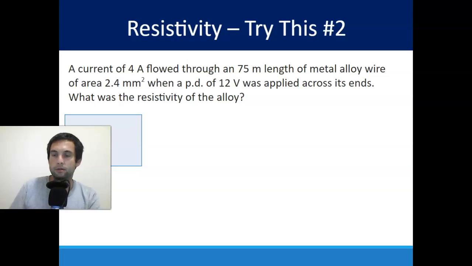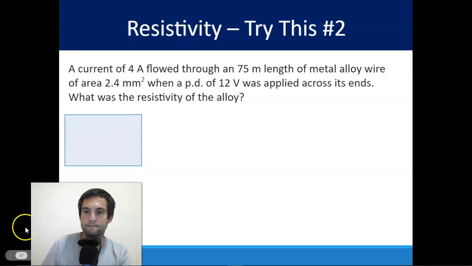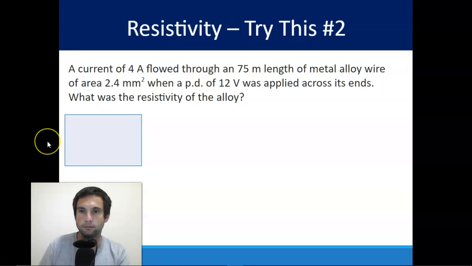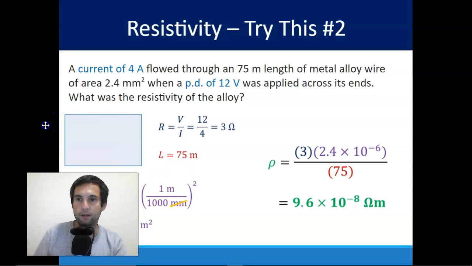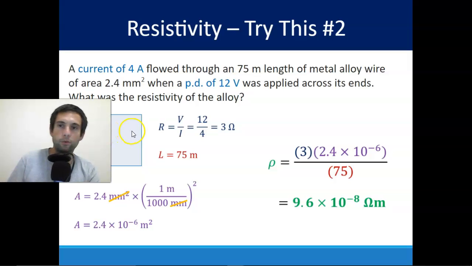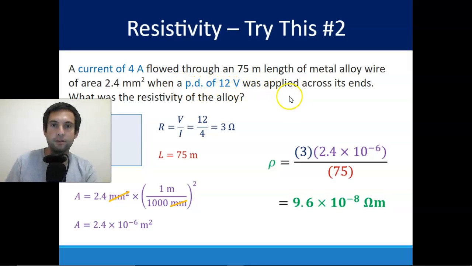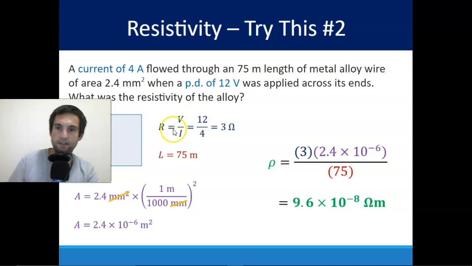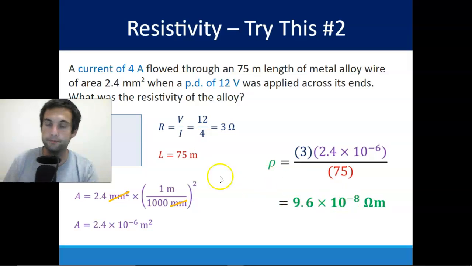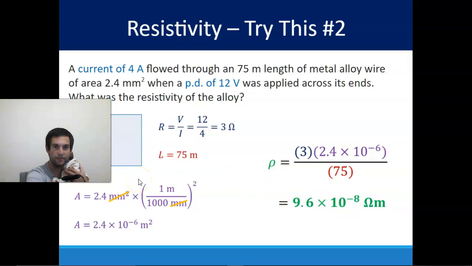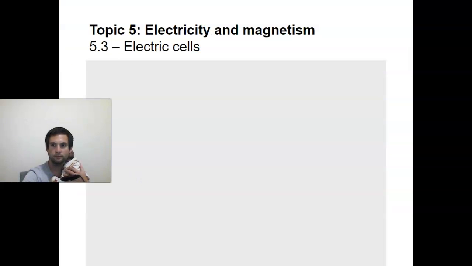All right, number 2. Pause this. Try it again. We've got a current going through a 75 meter wire that is a metal alloy with an area of 2.4 millimeters squared, with a potential difference of 12 volts applied across its ends. What's the resistivity of the alloy? So we're using Ohm's law here, and we're using the resistivity formula. So we get 9.6 times 10 to the negative 8 ohm times meter. We'll stop it there.